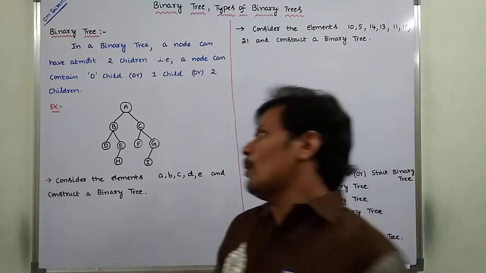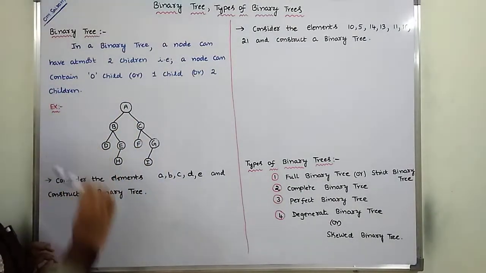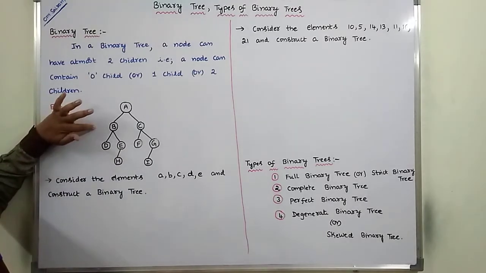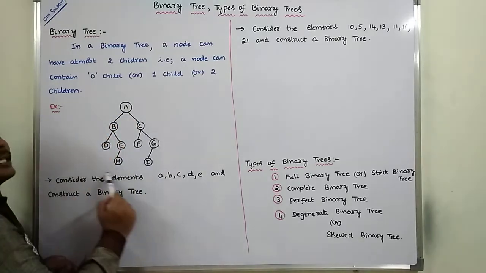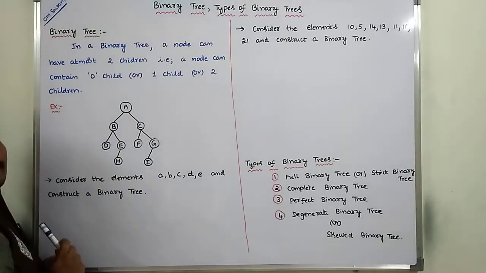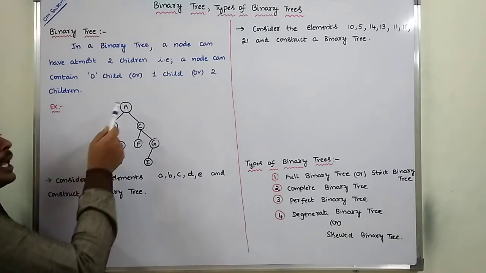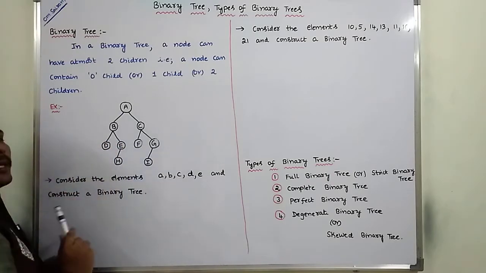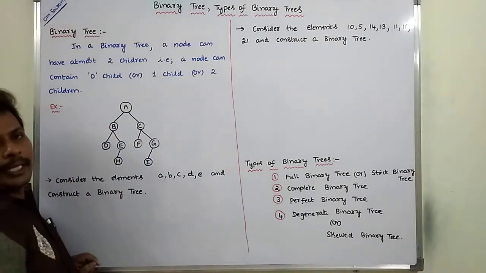Okay, so now consider this one. Is this a binary tree or not? How do we check whether this is a binary tree or not? In that tree, consider node A. Node A has how many children? 2 children. Okay, up to this point it satisfies the binary tree property.